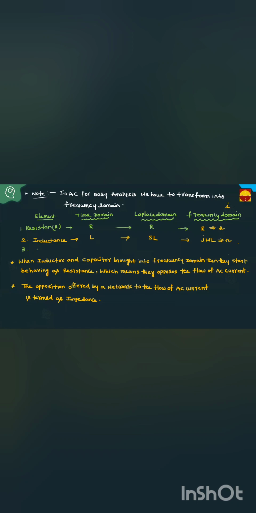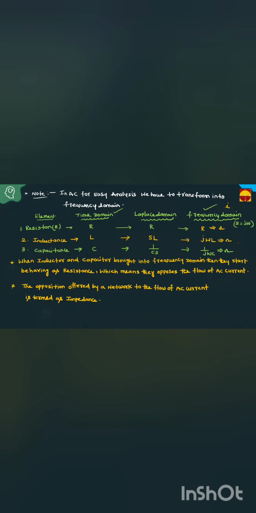Yes, friends. Then capacitance. In time domain, the capacitance is C only. In Laplace domain, it is 1 by Cs. In frequency domain, replace s equal j omega. How to write? 1 by j omega C. This also is represented in ohms. Like this, we can transform the time domain into frequency domain.